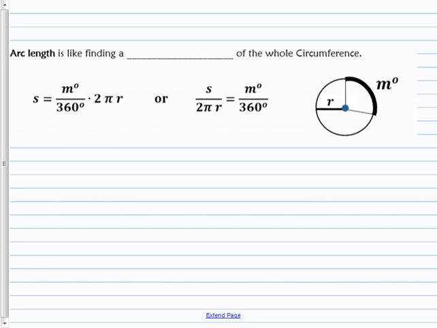Arc length is finding a piece or a part of the whole circumference. You can use the word piece or part, whatever makes you happier. The formula for arc length is S equals the measure of the angle divided by 360 times 2 pi r, which is obviously the circumference formula. S means arc length, the length of the piece of the arc that we're looking for.